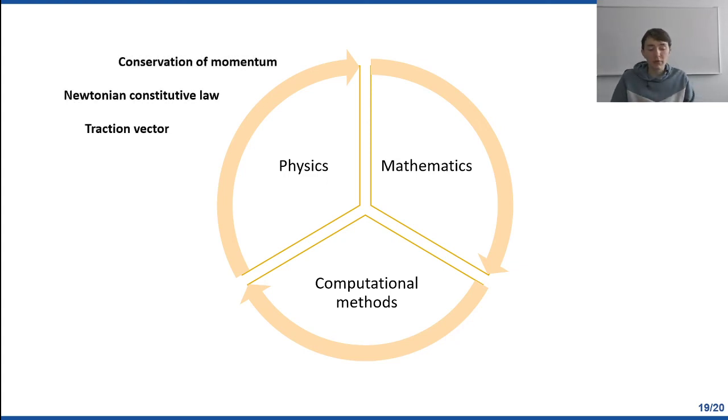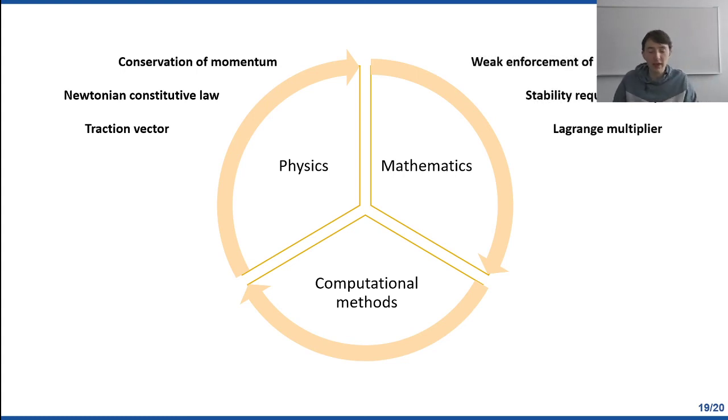So for the example of the Navier-Stokes equation a second ago, we talked about the physics in terms of a balance of linear momentum. We saw that the Newtonian constitutive law was important. Then we had this balance of traction vector, the shear. So that's the physics part of the problem.